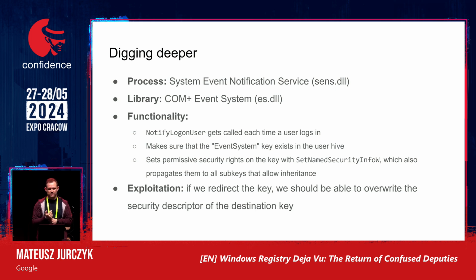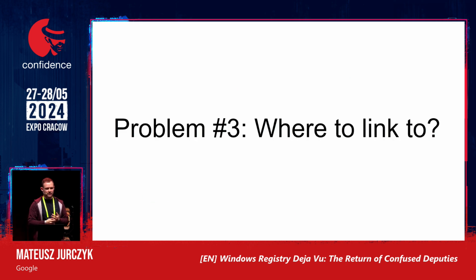So this is great for us in terms of exploitation, because if we manage to redirect this event system key to some top-level key, then we should be able to override the security descriptor of the destination key where we are redirecting. So that brings us to the third and final problem: where do we link to?